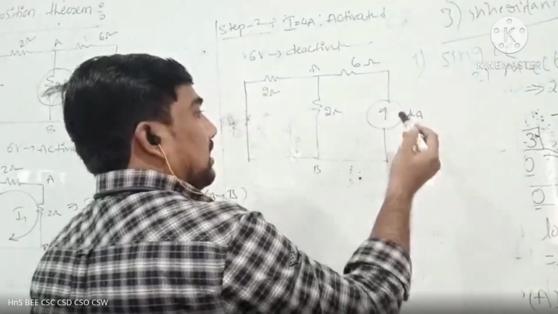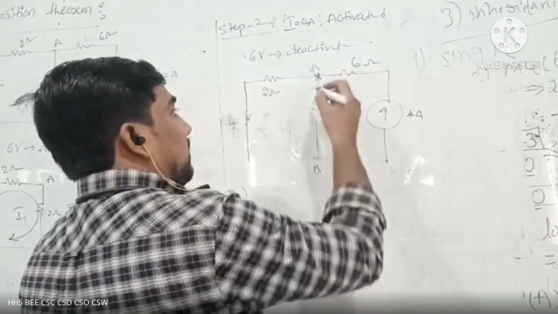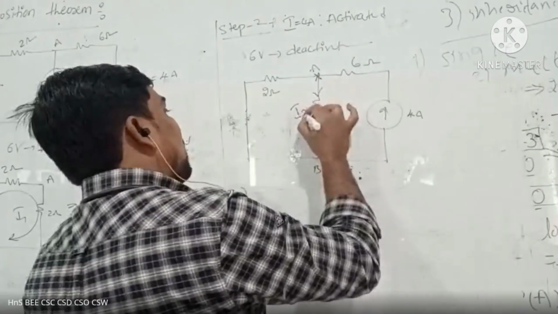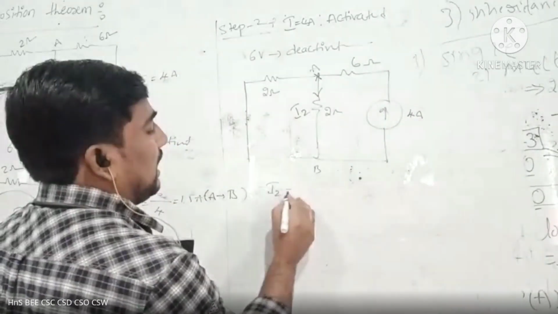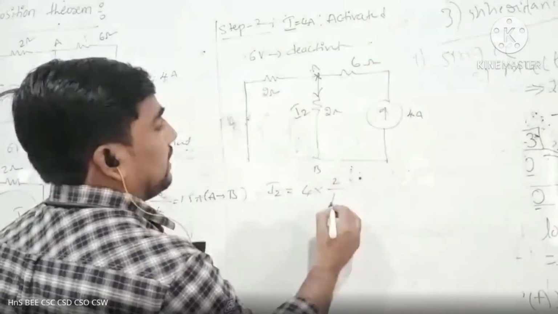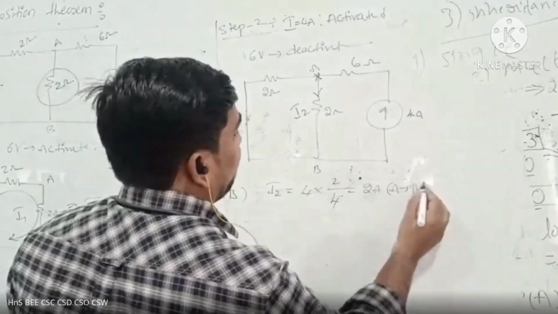Can I apply the CDR rule? CDR only, why? Because we have some current, the total current is there. That total current is divided across this A point. For example, this is the A point and this is the B point. The total current is I2. Now you have to find the I2 current by using the CDR rule. The total current into the opposite resistance over I2, that is 2 by 4. Then we can get 2 amperes. The direction is A to B.